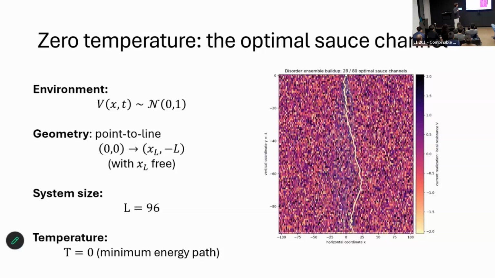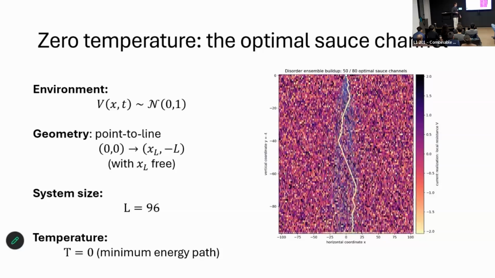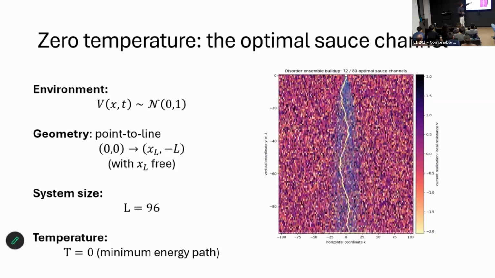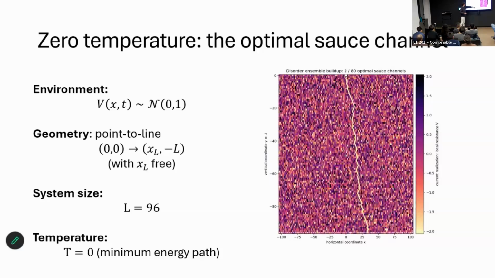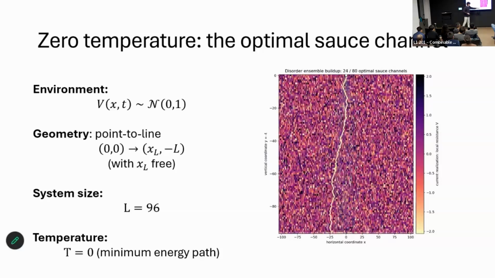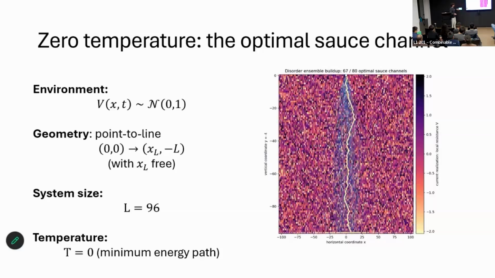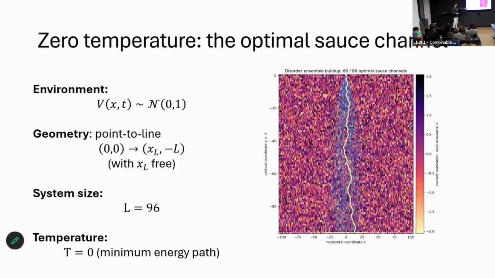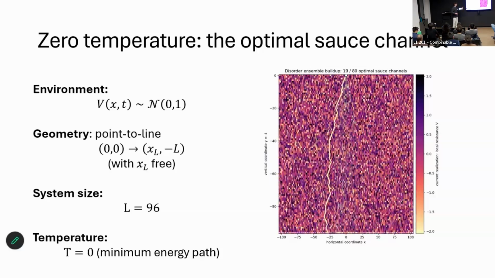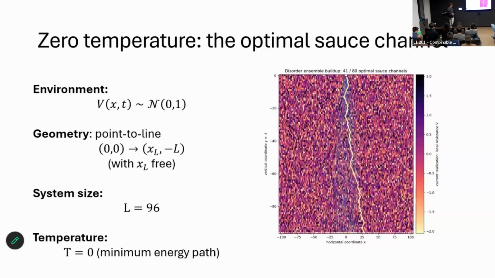Also, this is called a point-to-line polymer, because the sauce is fixed to start at the origin and end somewhere along this line at the bottom. That's what it's called in the literature. If you look up point-to-line polymer, we start at 0, 0, and we end somewhere at xL, minus L, and that endpoint is allowed to be free.